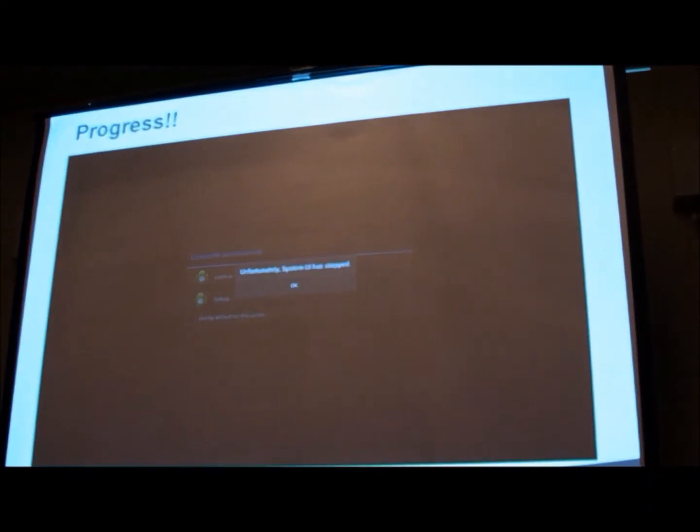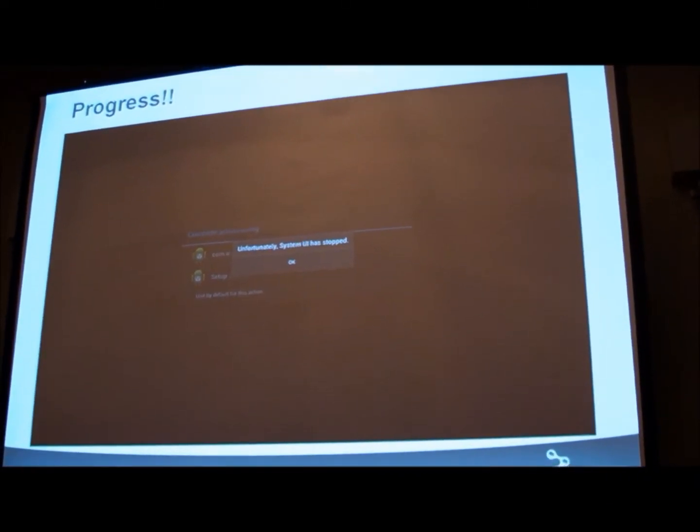So this is where we were. We were able to boot to UI using the software rendering path. Unfortunately, system UI has stopped. That was actually, I believe, caused by the NFC service crash. It would just kind of happen over and over again.